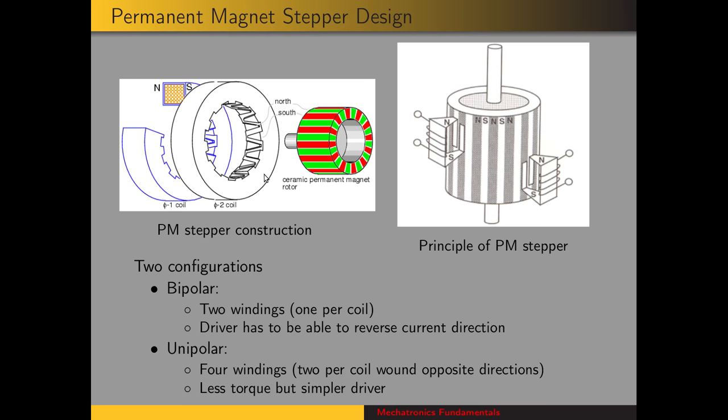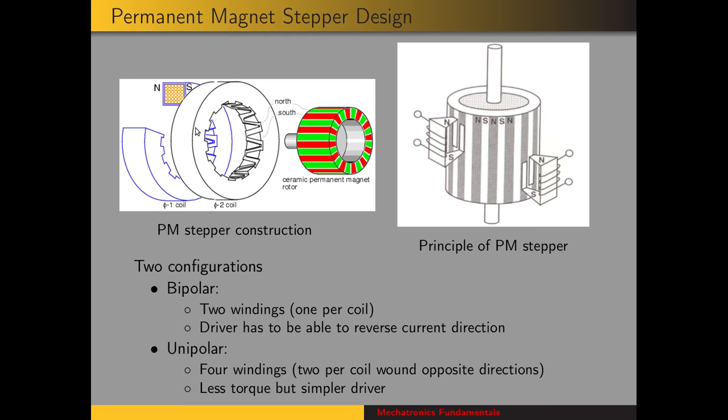So there are two ways that hybrid and permanent magnet stepper motors can be designed as far as the wiring and the coils. They can be made for bipolar operation. That's where you have one winding per coil. For this permanent magnet stepper design, you have one winding per coil, and the electronics are such that you can change the direction of the current in that winding, so that will change the polarity of this coil.